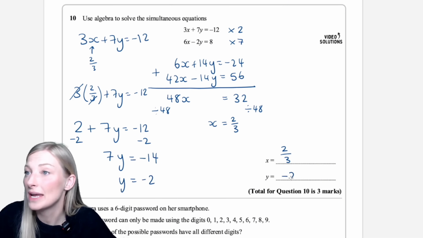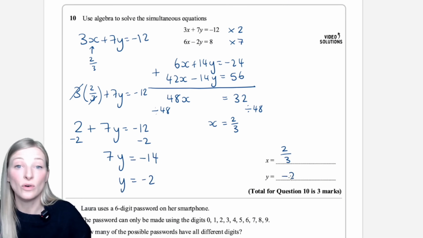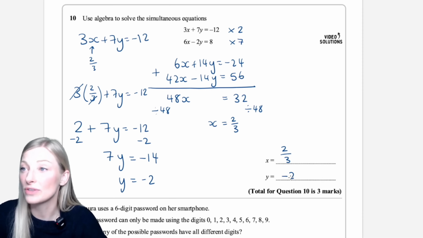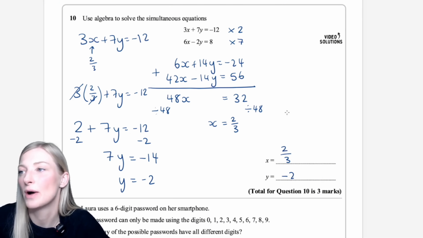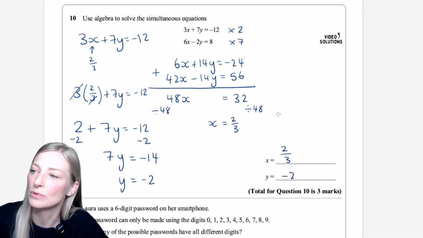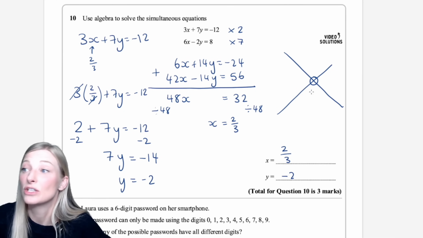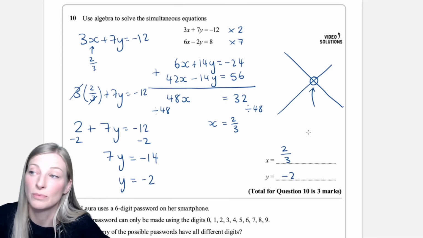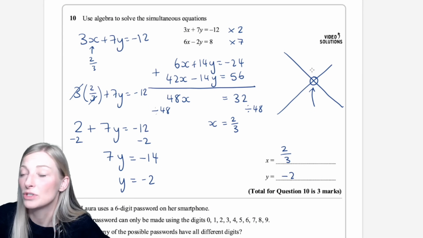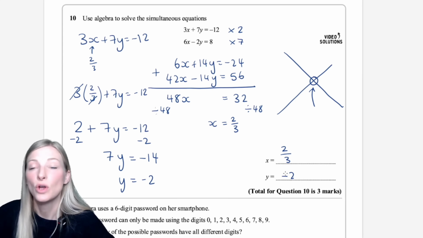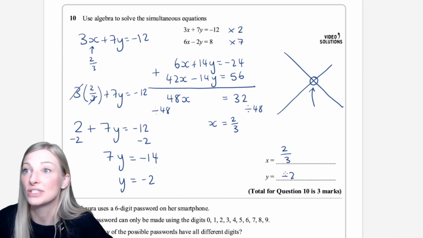Now, if you did it the other way and you made them both 6x, you would have got that minus 2 value first, and it's the minus 2 that you just sub back in, but you would have got the same answers. So 2/3 and minus 2. Now, just in case the simultaneous equations you get are on a graph, remember that to solve simultaneous equations on a graph, you're just looking for the point where they meet. So there you would just give the coordinates of that point, the x coordinate and the y coordinate would solve the simultaneous equations if they were on a graph.